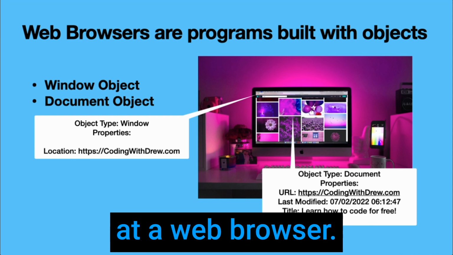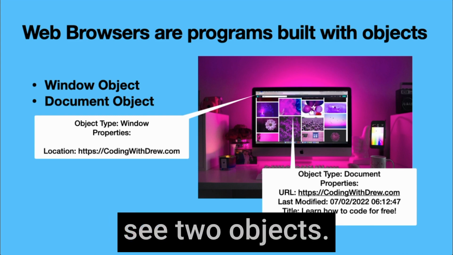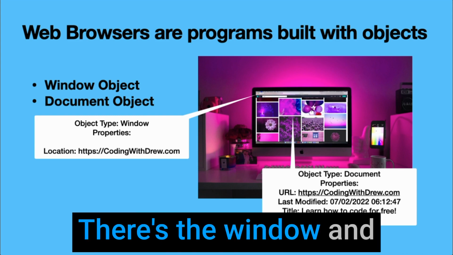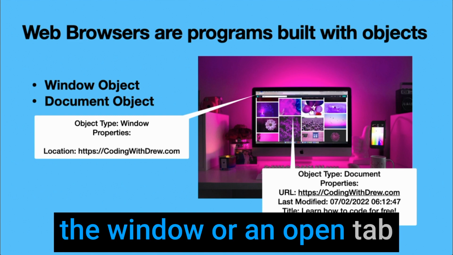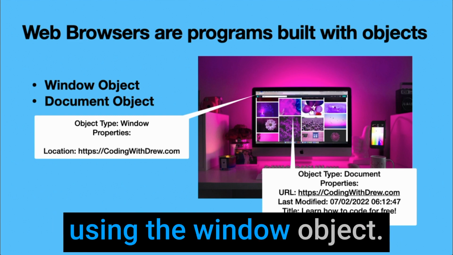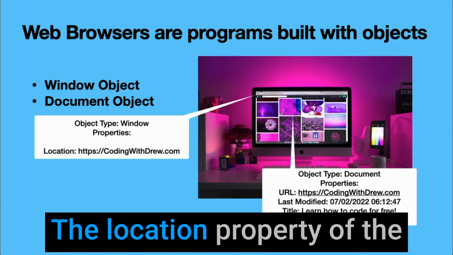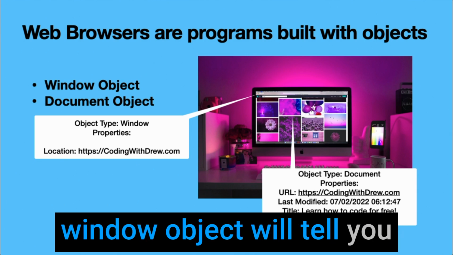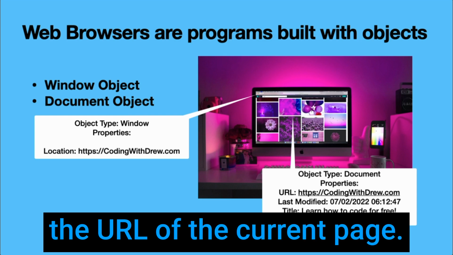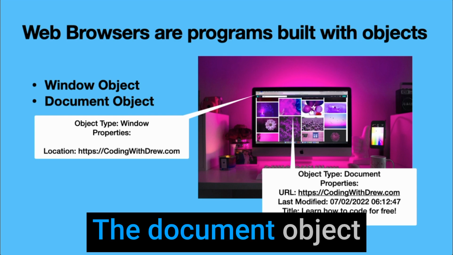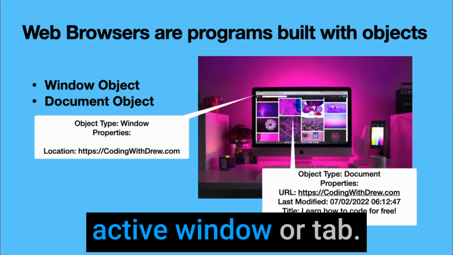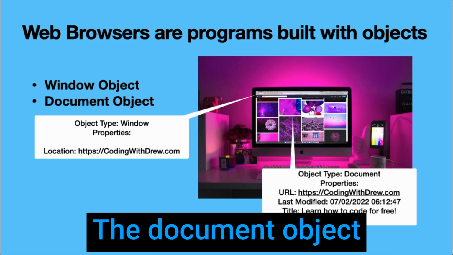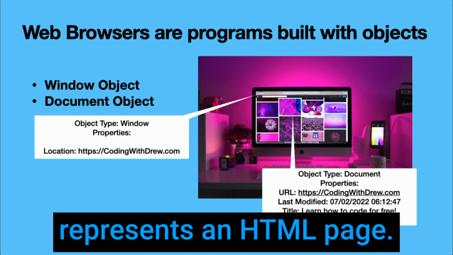So let's take a look at a web browser. Here you can see two objects. There's the window and the document object. The browser represents the window or an open tab using the window object. The location property of the window object will tell you the URL of the current page. The document object is the current web page loaded into the active window or tab. The document object represents an HTML page.